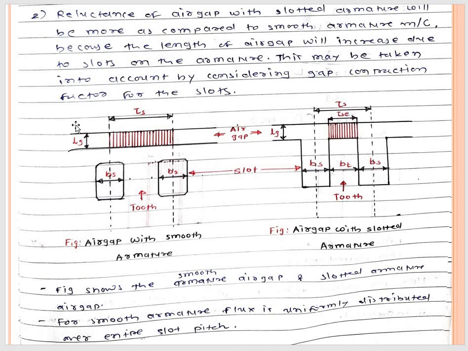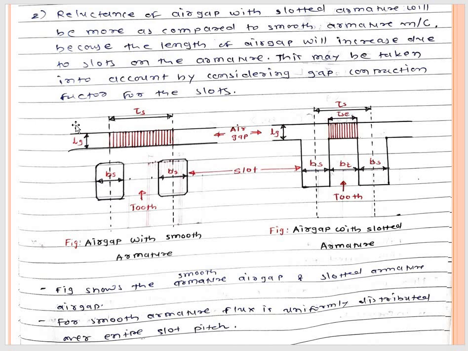Now second part, reluctance of the air gap with slotted armature will be more as compared to the smooth armature machine. We know that the reluctance of the air gap with the slotted armature is always greater than the smooth armature of the machine, because the length of the air gap will increase due to the slot teeth arrangement of the armature. This may be taken into account by considering gap contraction factor for the slots.